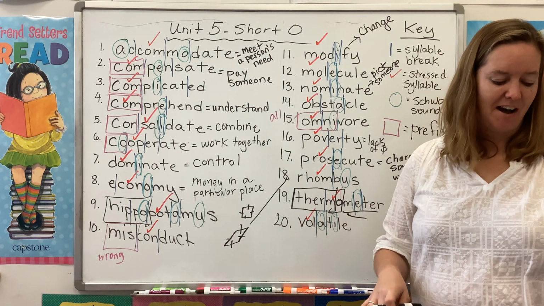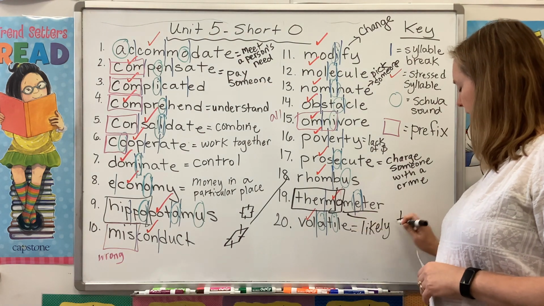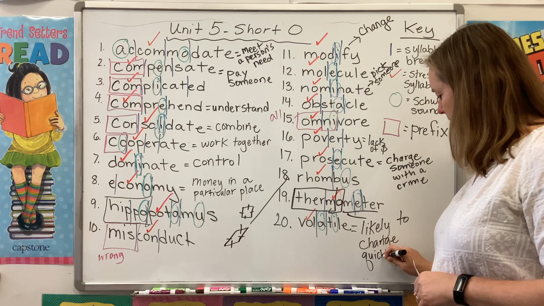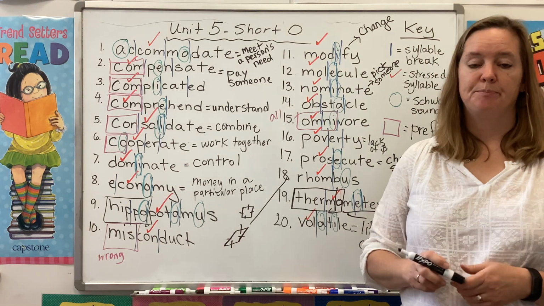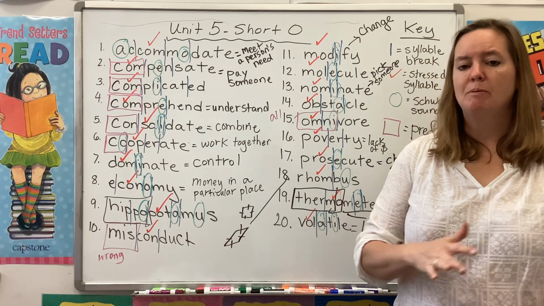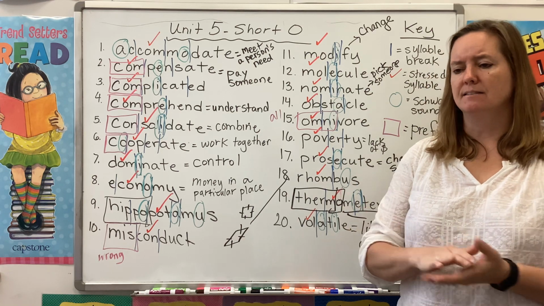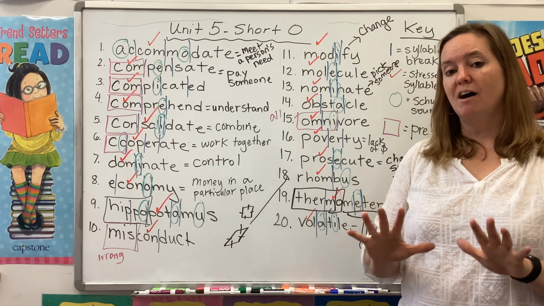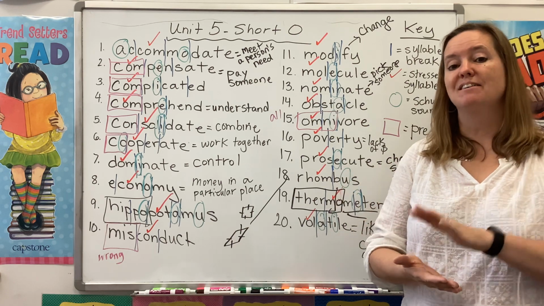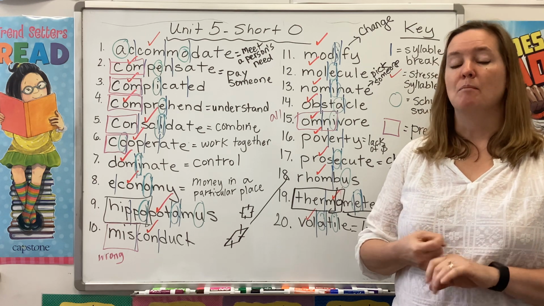Last word is volatile. If something's volatile, it's likely to change quickly for the worse. Okay, so let's say there's a town meeting and there's a bunch of people who are upset about new taxes, or they're upset about a new building that's coming up. They might start off calm, but then you get the sense of, oh my gosh, there's going to be fighting and yelling in a second. That's a volatile situation.